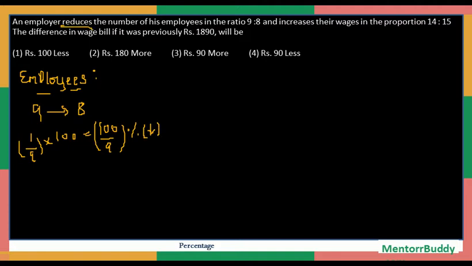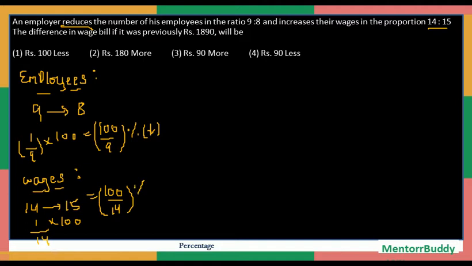And the wages have been increased in the proportion from 14 to 15. Now this is the wages. So wages have been increased from 14 to 15. So there's an increment of 1 in how much? 14. And in order to convert this into percentage, that will be into 100. So this will become 100 by 14% of increment. So 100 by 9% of decrement and 100 by 14% of increment.